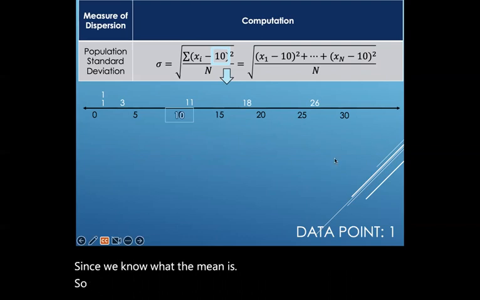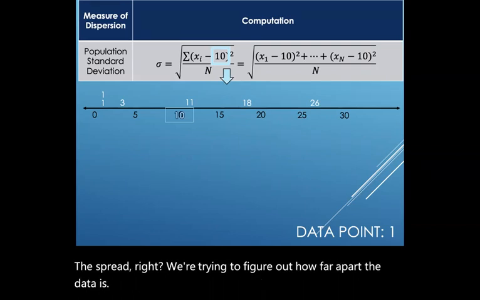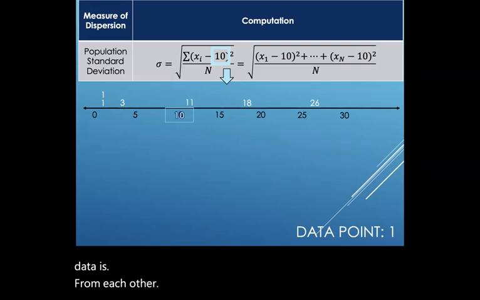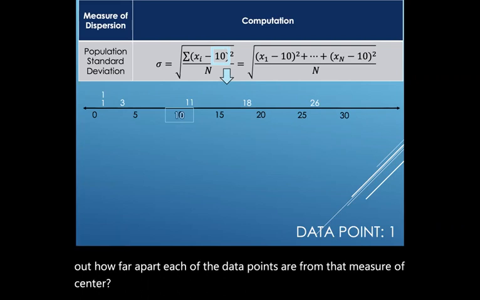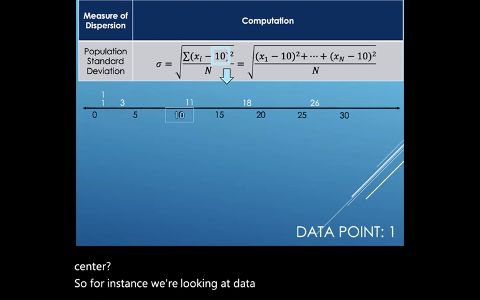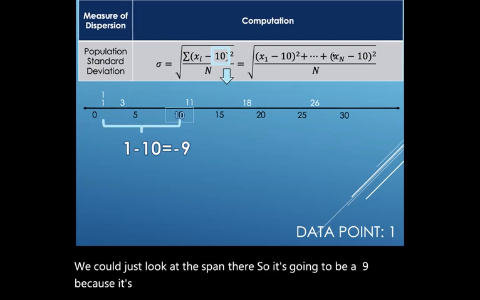So now the next step is to figure out the spread, right? We're trying to figure out how far apart the data is from each other. And now that we have a measure of center, why don't we just find out how far apart each of the data points are from that measure of center? So for instance, we're looking at data point 1. How far away is data point 1? Well, we could just look at the span there. So it's going to be a -9 because it's to the left of 10.